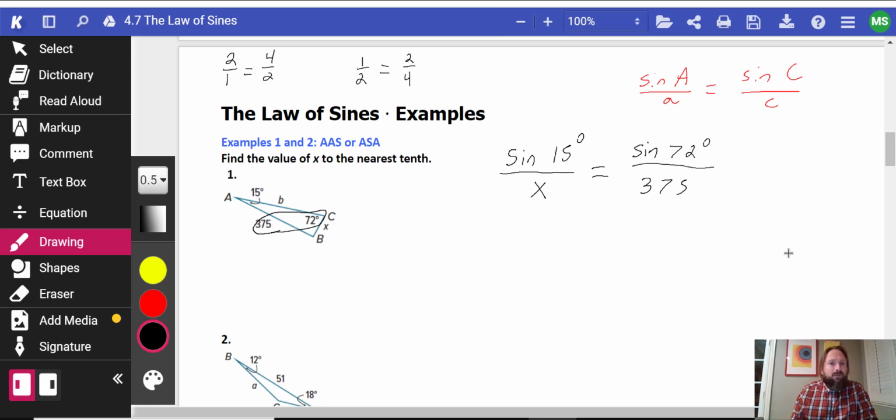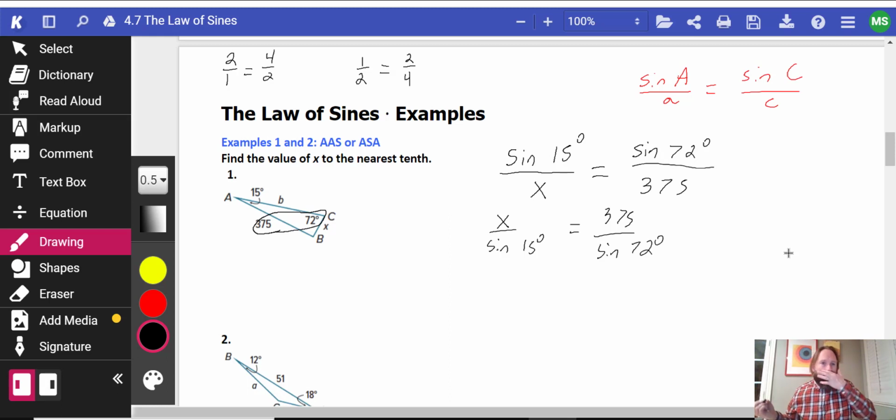Well, 2 divided by 1 is, everybody? And then 4 divided by 2 is, now for both of those, you should have gotten 2. So this is still a true statement. If we flip the fractions over, it's okay. So what I'm going to do is flip it because I don't like the x on the bottom. So I'm now going to get x divided by sine of 15 degrees is equal to 375 divided by the sine of 72 degrees.